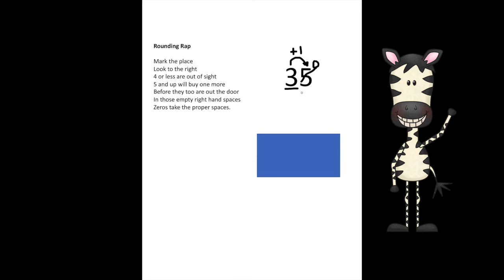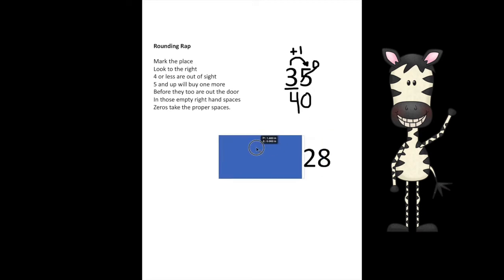So now we're going to write our new number that is rounded to the nearest tens place. 3 plus our 1, so 3 plus 1 is 4. And then since we put zeros in those proper spaces, we are going to put a 0. So 35 rounded to the nearest tens place is 40.